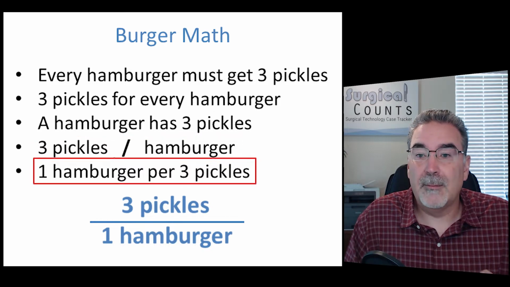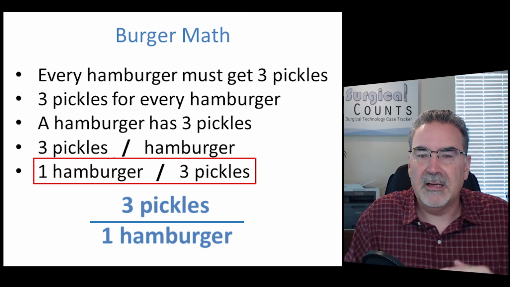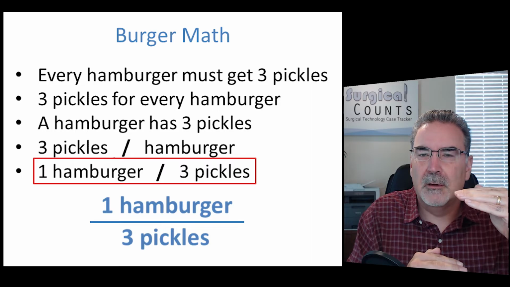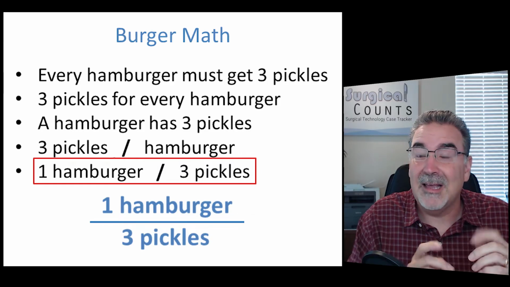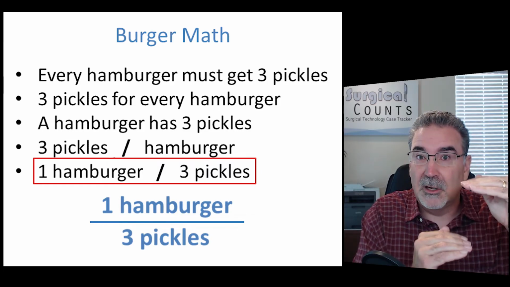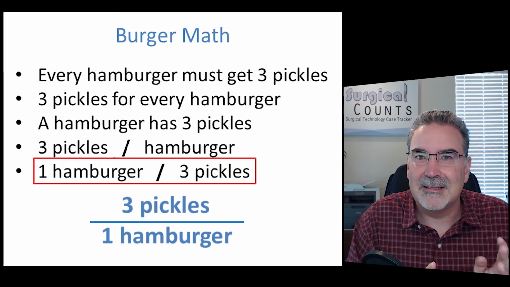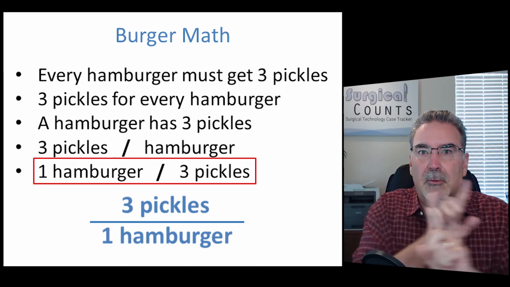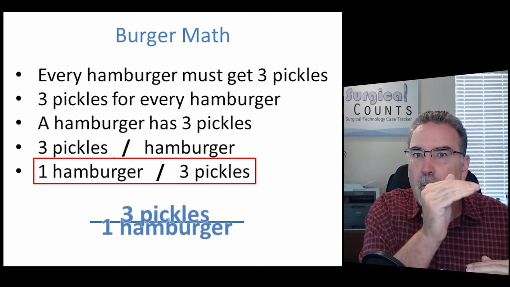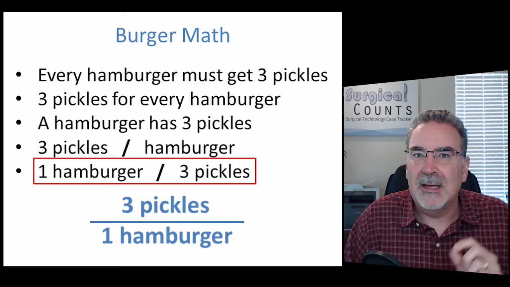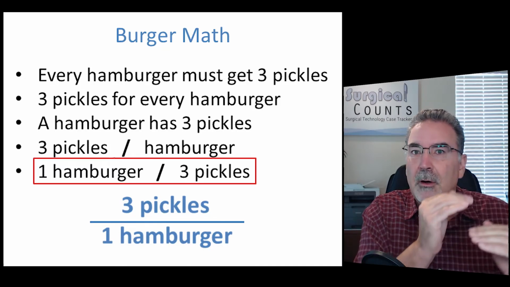Now look at the next one, 1 hamburger per 3 pickles. Now if we were to use the slash and then write this one mathematically, we would write it as 1 hamburger over 3 pickles. But that's different than what we wrote before. But that's okay, it still means the same thing. If you write it 1 hamburger over 3 pickles, or 3 pickles over 1 hamburger, in ratios and proportions, it still means exactly the same thing. Just like on both sides of the equal sign, we could write it this way, or we could write it this way. It's still equal.